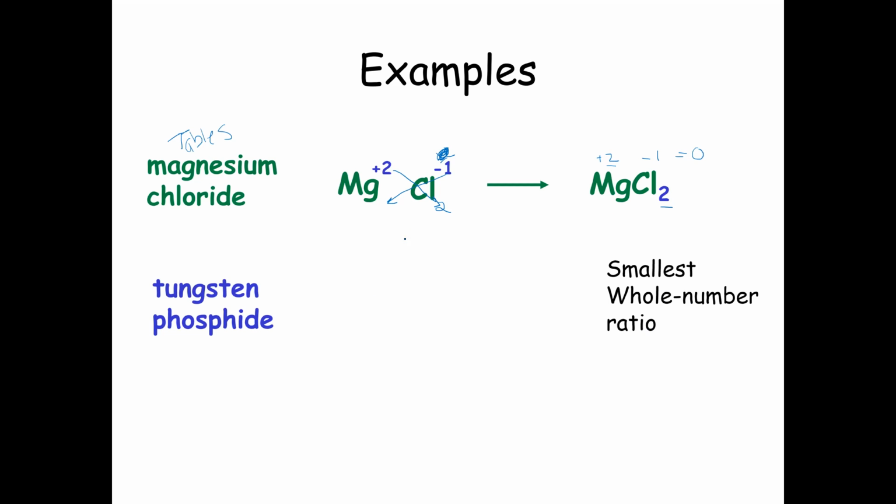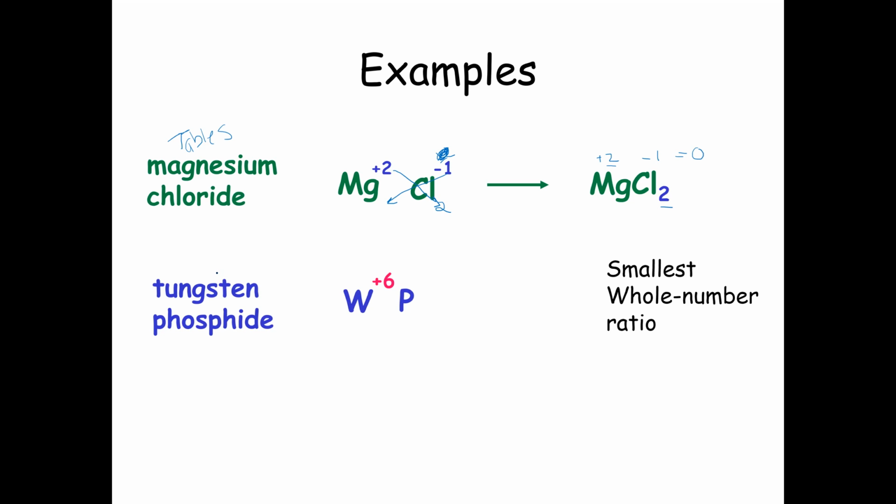So now let's look at another one. Let's look at tungsten phosphide. Well, tungsten's kind of a weird one. We haven't used that very much. So we're going to go to table S and tungsten is W. And we're going to go to the periodic table and get a charge for tungsten, +6. That's a big oxidation state.